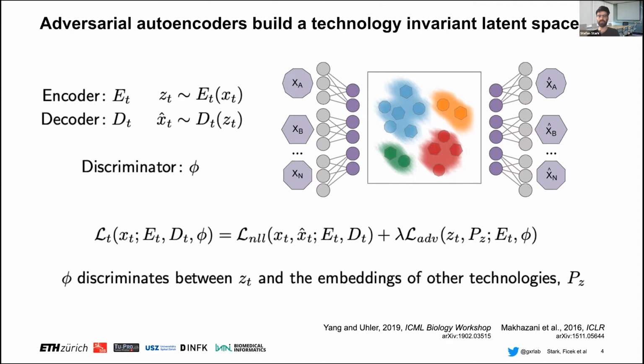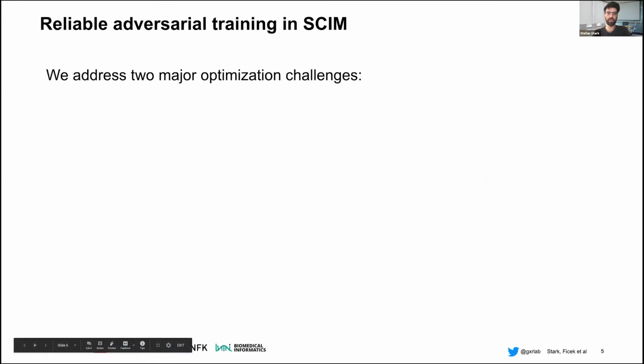When trained successfully, SCIM produces embeddings that are well integrated across technologies and reflect the underlying structure of the original sample. And SCIM is able to scale to large datasets through the use of gradient-based optimization. SCIM is an adversarial model, and training these models can be difficult. So to help train this, we address two major challenges in the optimization.